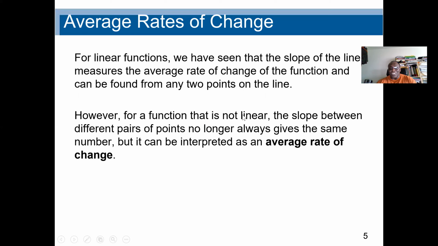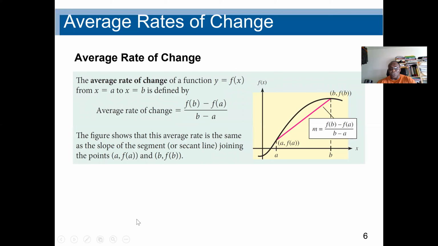However, for a function that is not linear, the slope between different pairs of points no longer always gives the same number. Because we know when a function is a straight line, the rate of change is the same. Take any 2 points, you get the same, which is the slope. But with a nonlinear function, taking 2 points to find the rate of change will always be different, because the function can be decreasing or increasing, or the steepness will be high or low. So that is the concept here. So in this case, we have to use a formula.